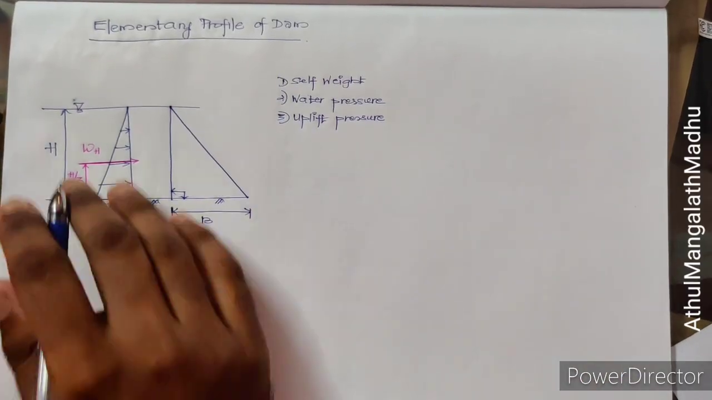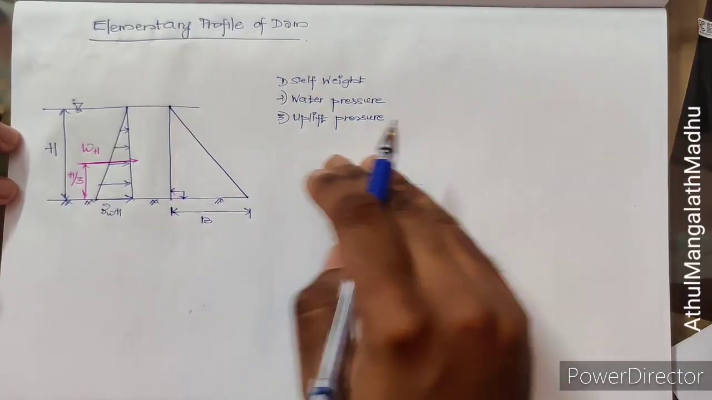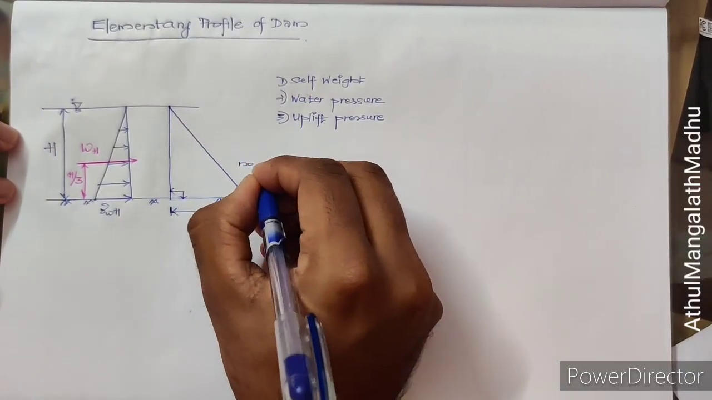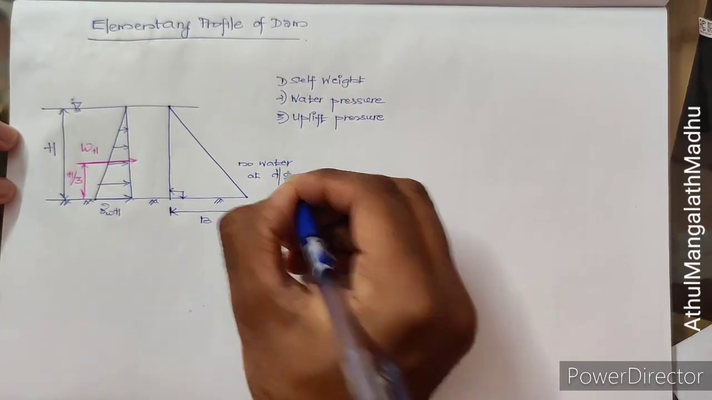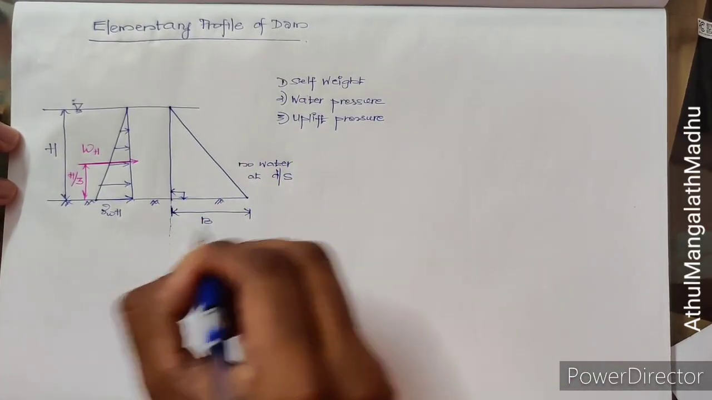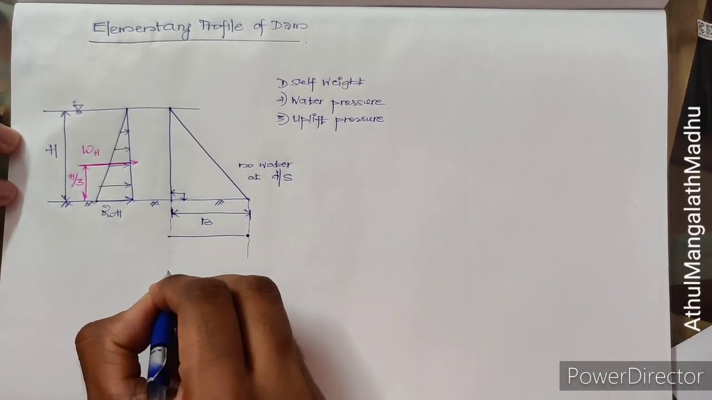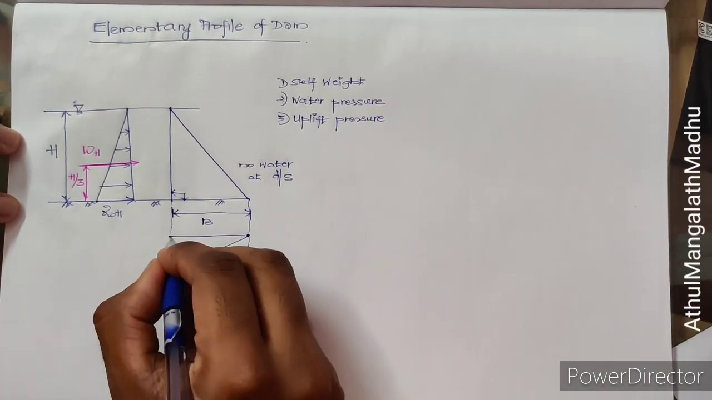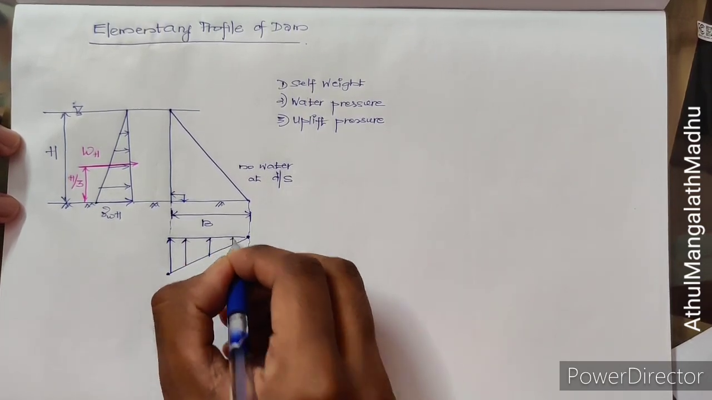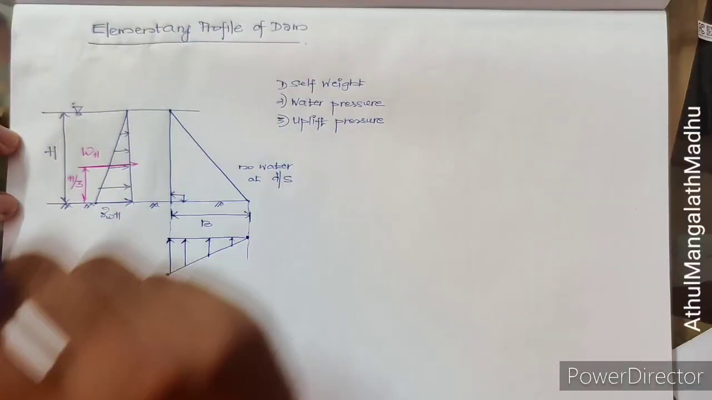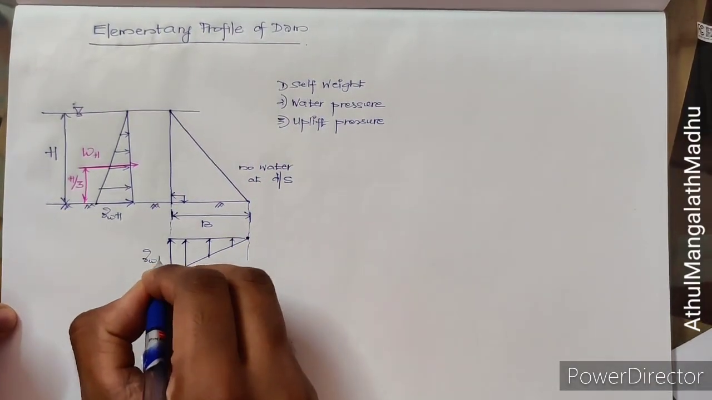And here water pressure will be there. If I'm assuming there's no water at the downstream, then the uplift pressure at the downstream will be 0. The pressure here will be having a value, acting like this. This is how the uplift pressure is acting. Here the height of water is H, so the uplift pressure will be gamma W into H.